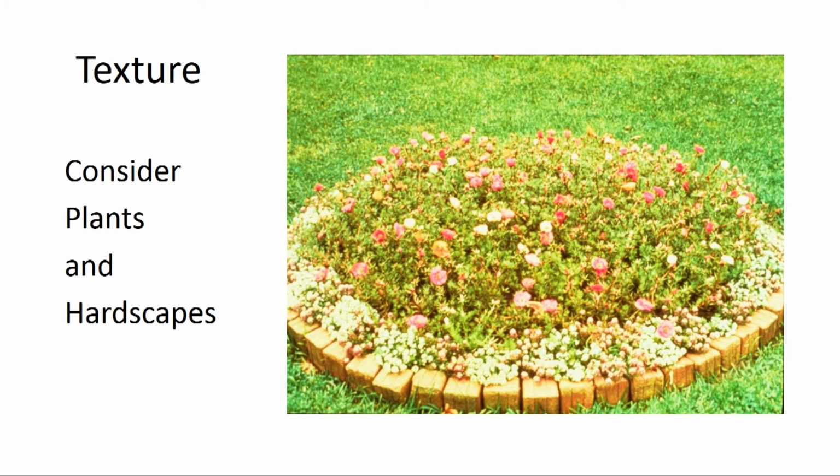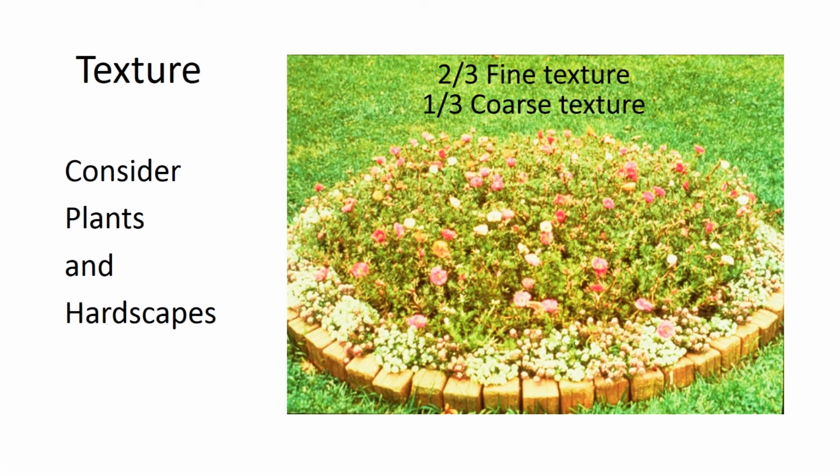Also, because fine texture recedes and coarse texture is stronger, you have to have more fine texture than coarse texture in order to be in balance. In this little planting, there's far more coarse texture between the brick edging and the moss roses in the middle than there is fine texture in the ring of sweet alyssum around the edge. The alyssum is pretty much lost and overpowered by all the coarse texture. So the rule of thumb, going back to the rule of thirds, is that you should have about 2/3 of fine texture and 1/3 of coarse texture.